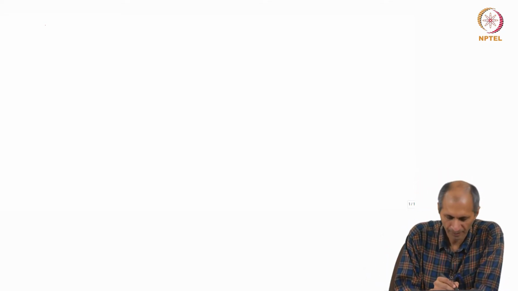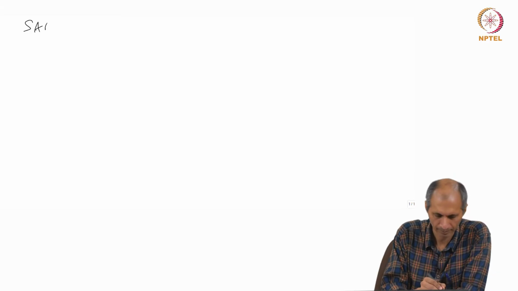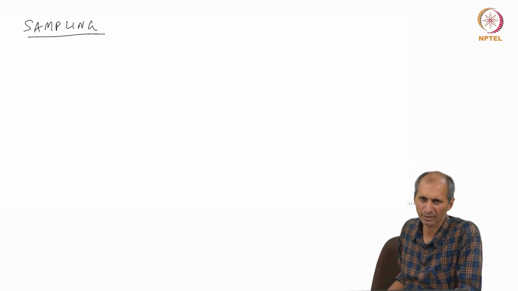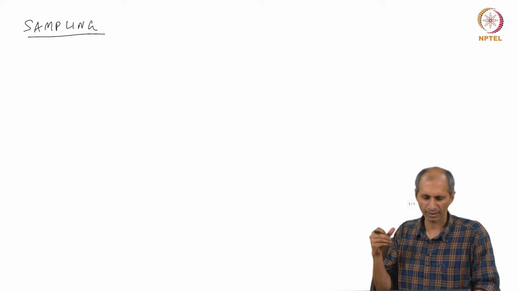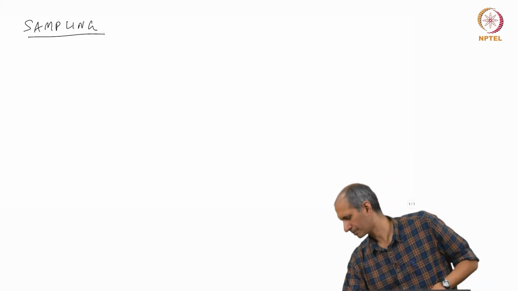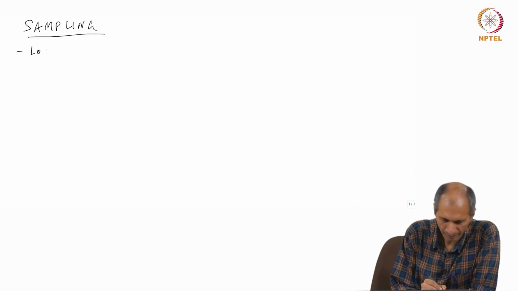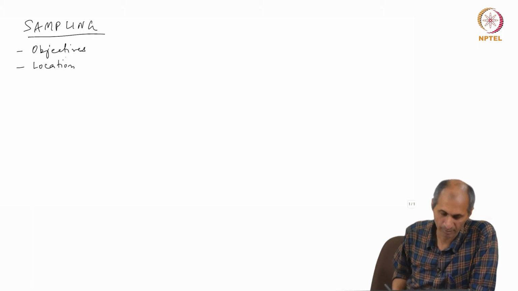So, we will continue with our discussion on sampling. Last class we talked about sampling and the different objectives that we can think of. One of the things we had discussed is in terms of location. We need sampling objectives, and based on these objectives we can decide the sample location.